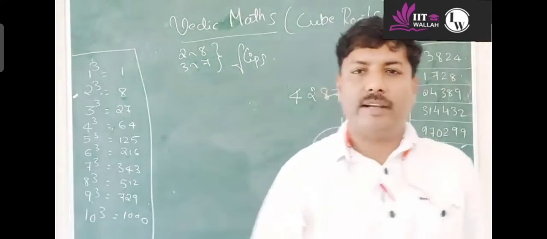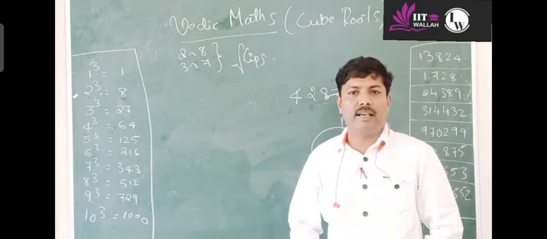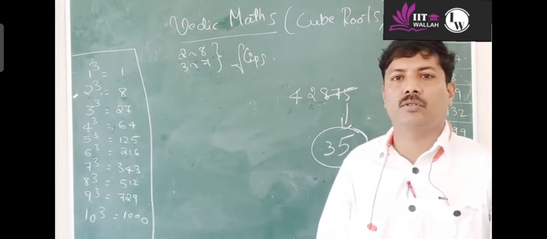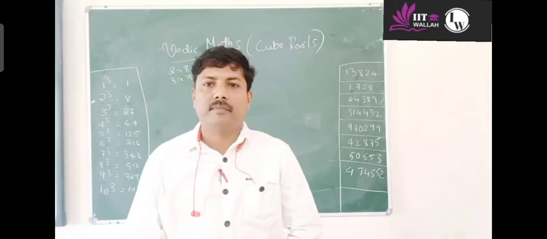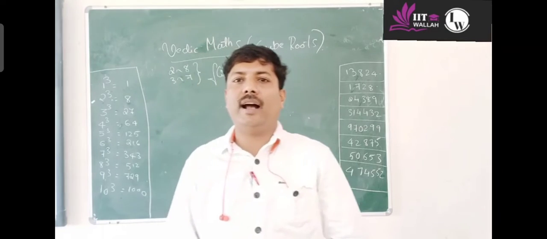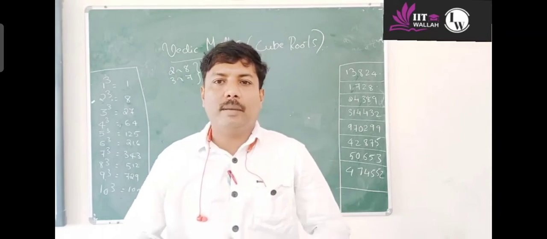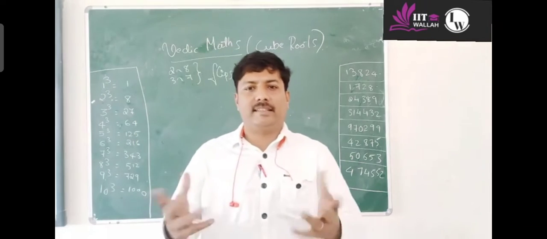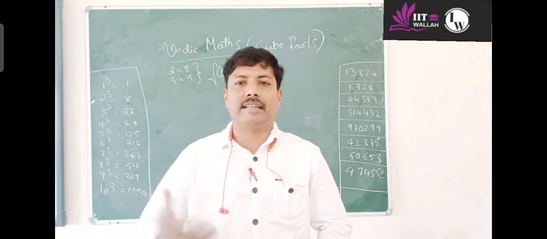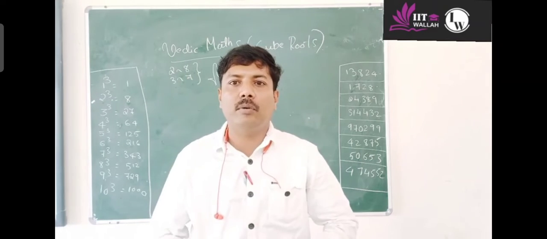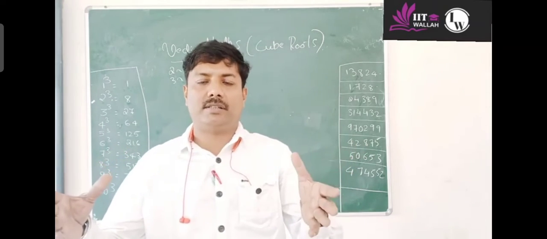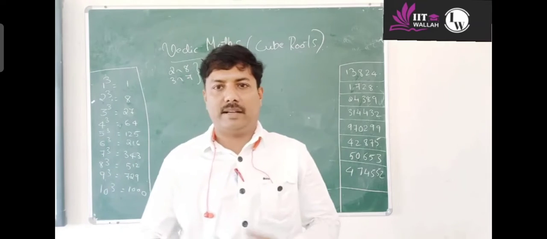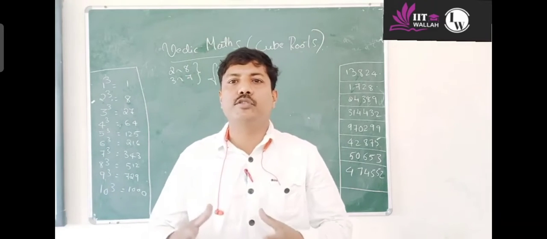This is the magic of Vedic mathematics. Understood clearly? I hope you understood. Okay. And here today I am going to teach you the method of finding cube roots within seconds, means within 2 or 3 seconds. We can find the cube root of any big number up to 8 digits. How can we do that? That is the thing I am going to teach you today.